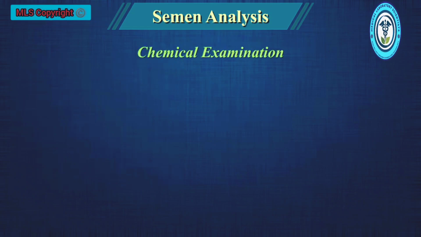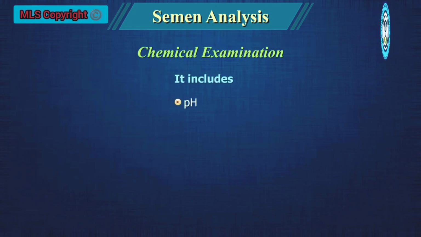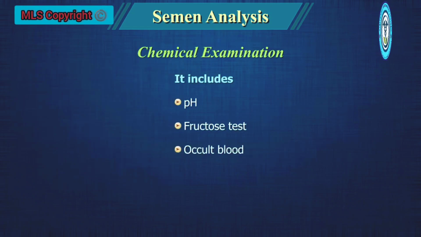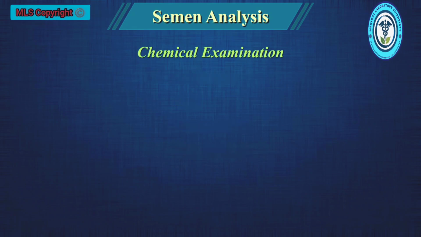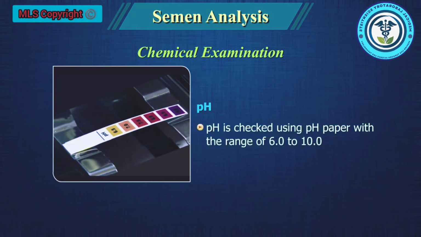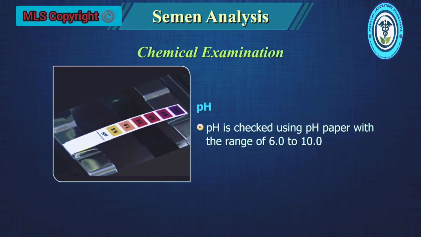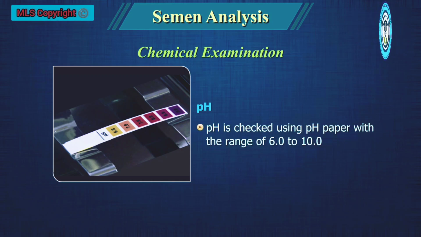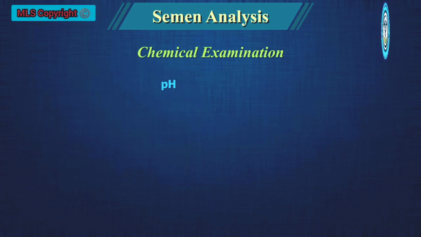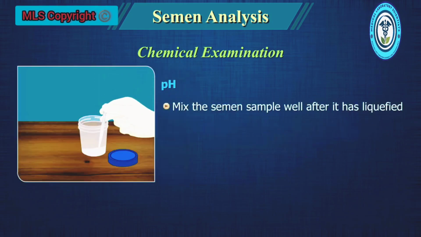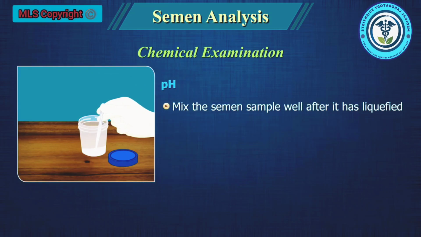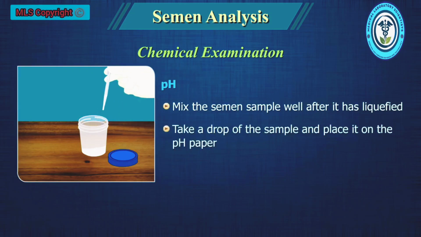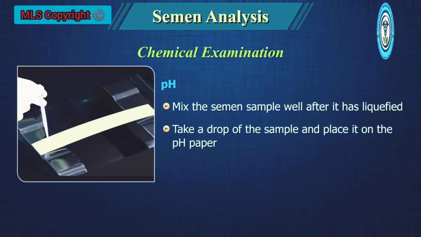Chemical examination includes pH, fructose test, and occult blood. pH. The pH is checked using pH paper in the range of 6 to 10. Mix the semen sample well after it has liquefied. Take a drop of the sample and place it on the pH paper.